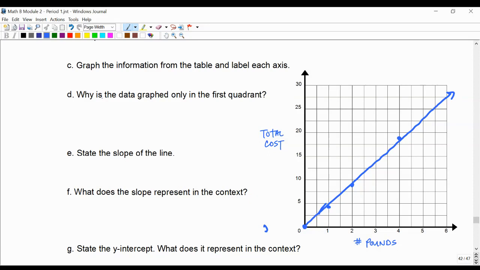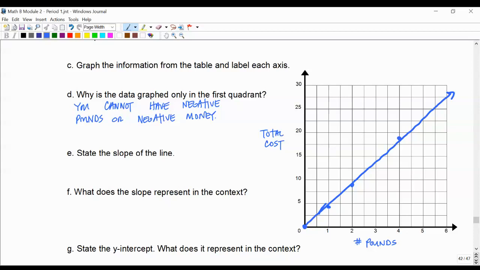It says D, why is the graph only in the first quadrant, or quadrant 1? Why is nothing negative? You cannot have negative pounds or negative money. Well, you can sort of have negative money, but as far as going to buy jelly beans at a store, it wouldn't make sense to have negative pounds or negative money for that.